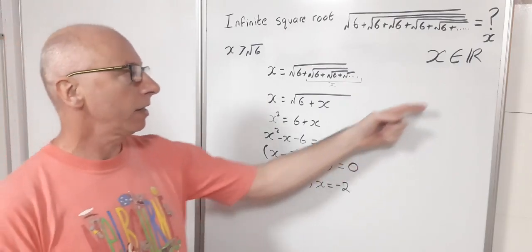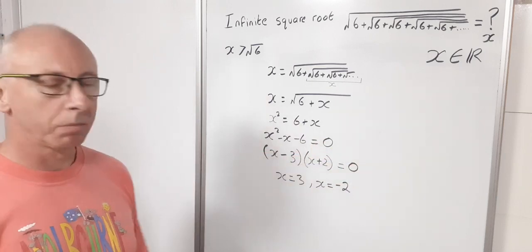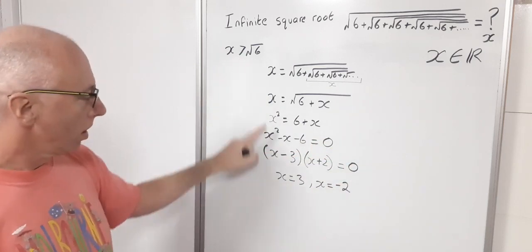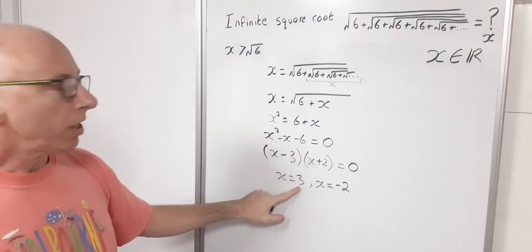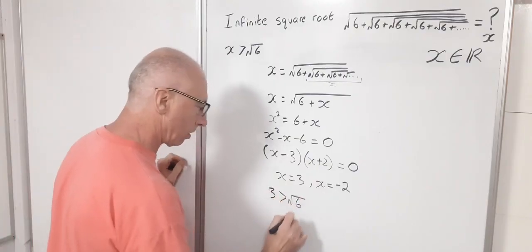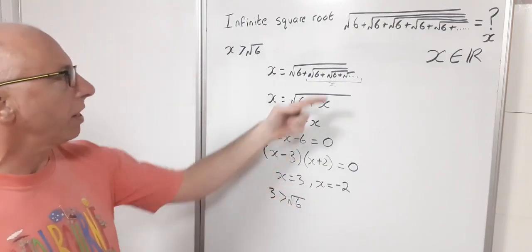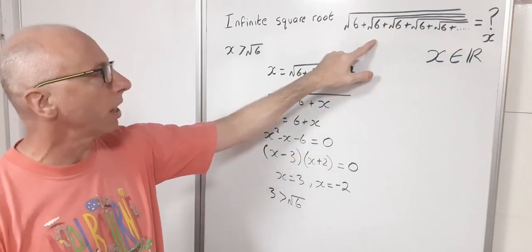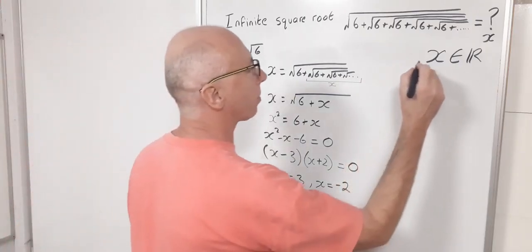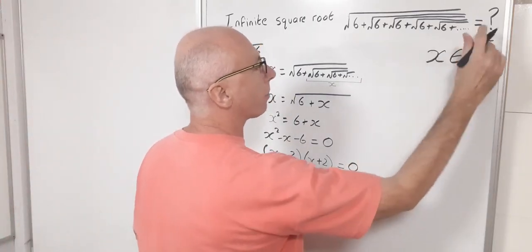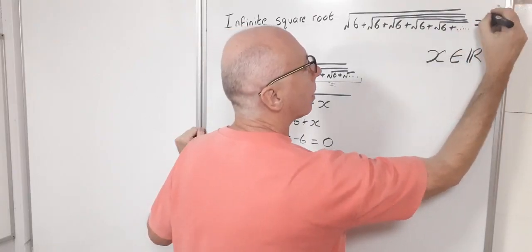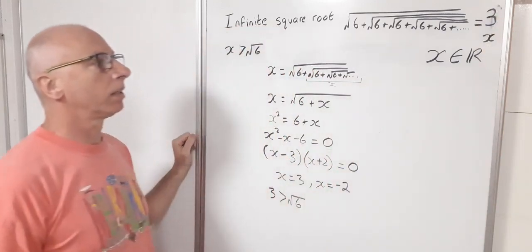Okay, well x is a real number, and both of these are real numbers. But we can also see that x is greater than the square root of 6. Well here x is 3, and 3 is greater than the square root of 6. So therefore we conclude that this nested radical will converge to the value of 3. So our answer is 3. So we can change this and just put 3. And that's our answer. Okay.